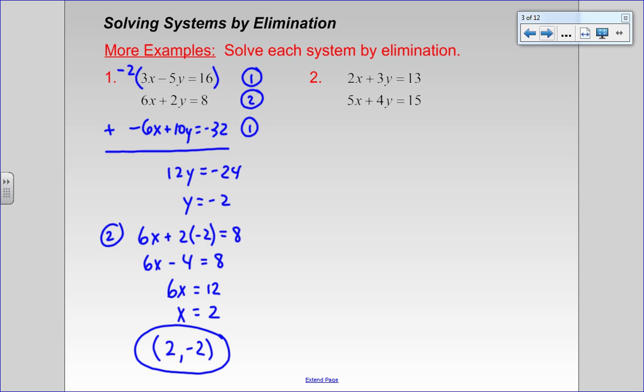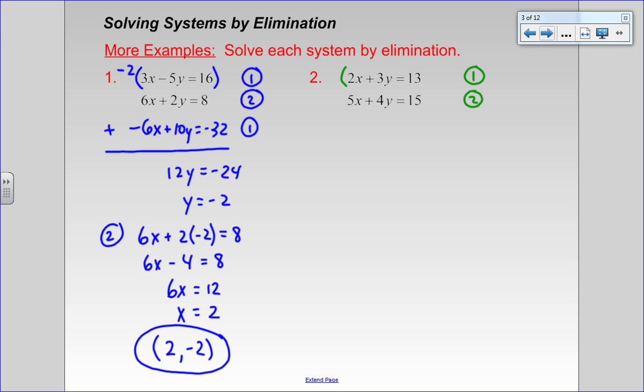Let's look at system number 2. Equation 1 is 2x plus 3y equals 13. Equation 2 is 5x plus 4y equals 15. Now in this case, there's no whole number that we could multiply by equation 1 to obtain an opposite coefficient from equation 2. So we'll actually multiply both equations by constants.